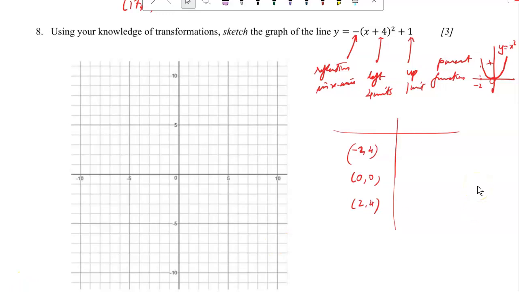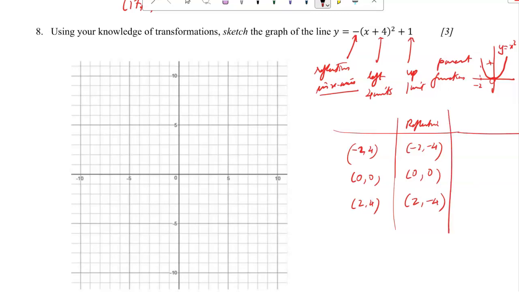Okay, so it continues from the previous thing. I just took 3 random points. You can do it without that also, but this will make it very accurate. I see. Reflection in the x-axis, so y will change: (-2, -4), (0, 0), (2, -4). You can't have a -0. Correct? Reflection in the x-axis.